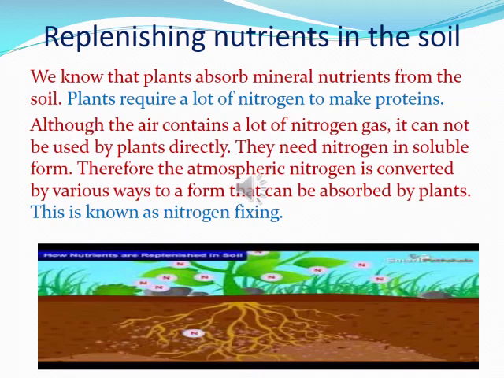Replenishing nutrients in the soil. Students, we know that plants absorb mineral nutrients from the soil. Plants require a lot of nitrogen to make proteins. Although the air contains a lot of nitrogen gas, it cannot be used by plants directly. They need nitrogen in soluble form. Therefore, the atmospheric nitrogen is converted by various ways to a form that can be absorbed by plants. This is known as nitrogen fixing.